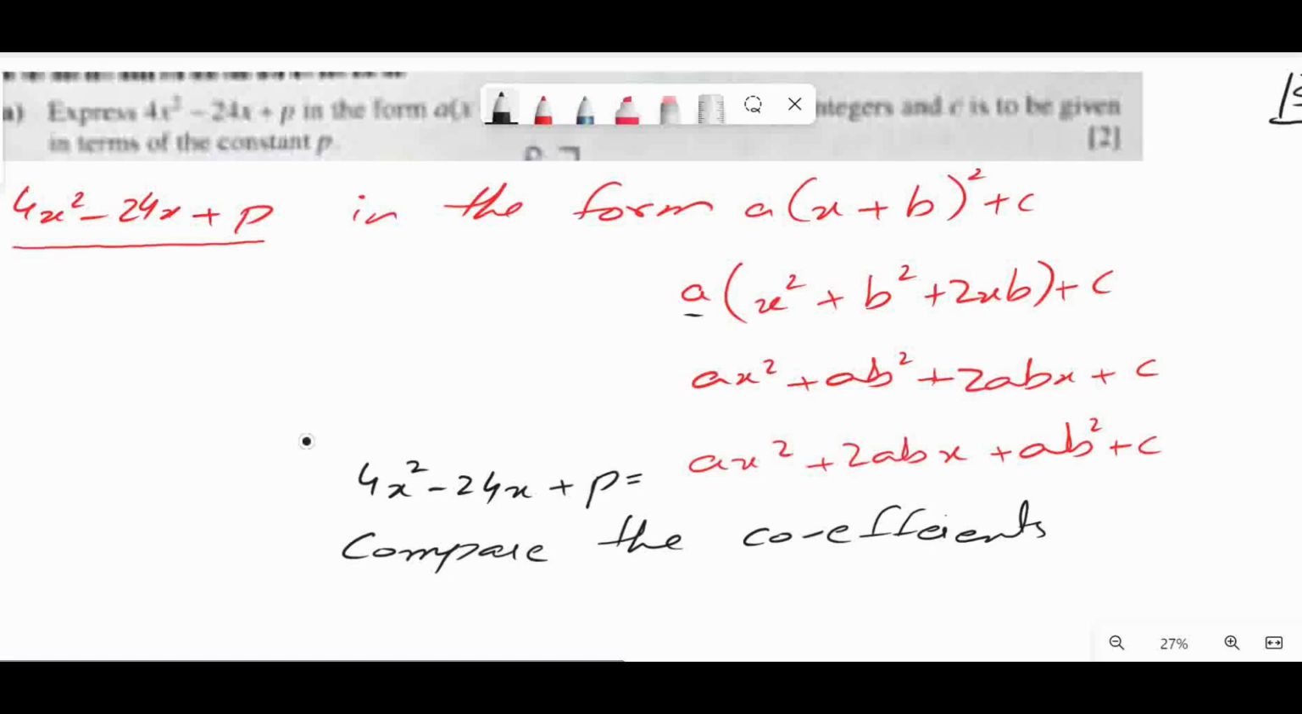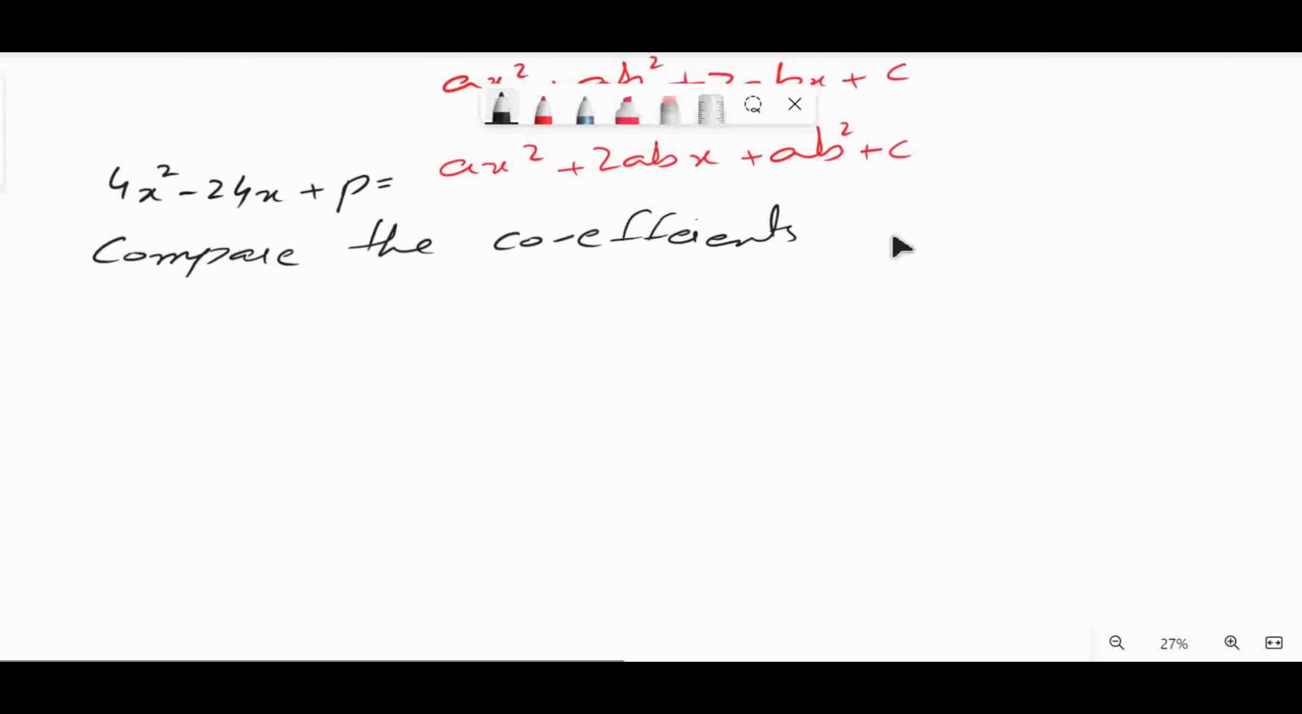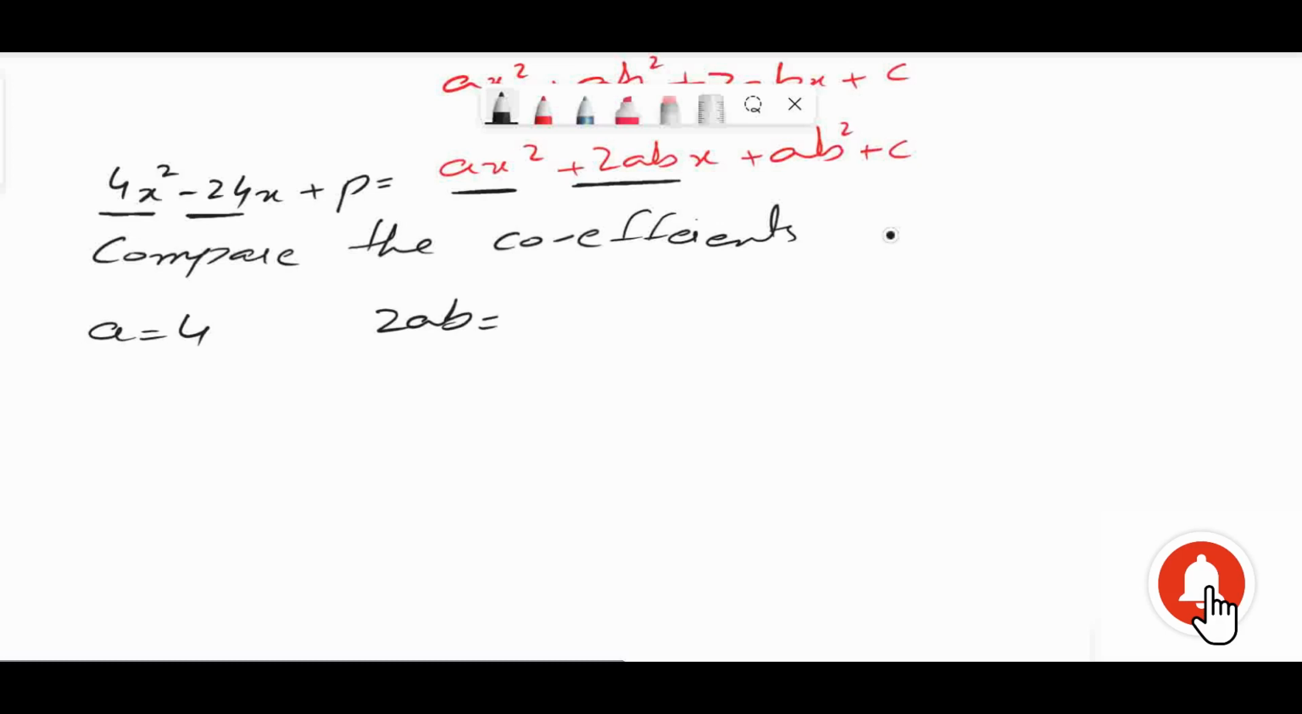So which means that we can clearly see that the coefficient of x square here is 4, and the coefficient of x square here is a. So a will be equal to 4. The second one, here the coefficient of x is plus 2ab and here the coefficient of x is minus 24. So plus 2ab will be equal to minus 24.